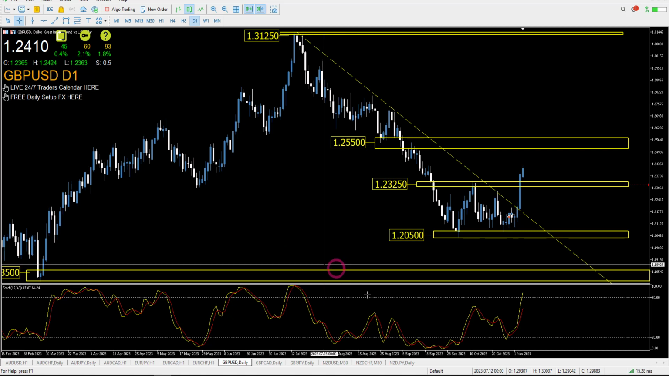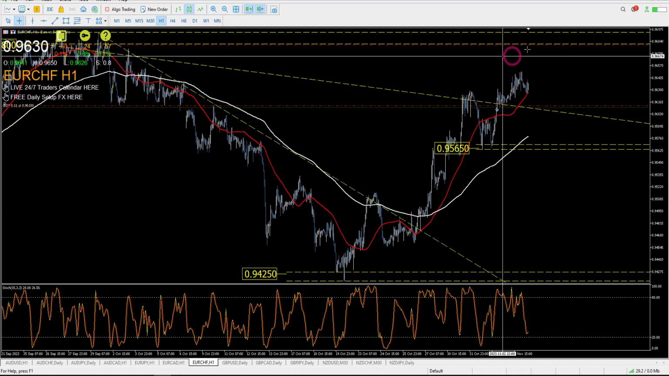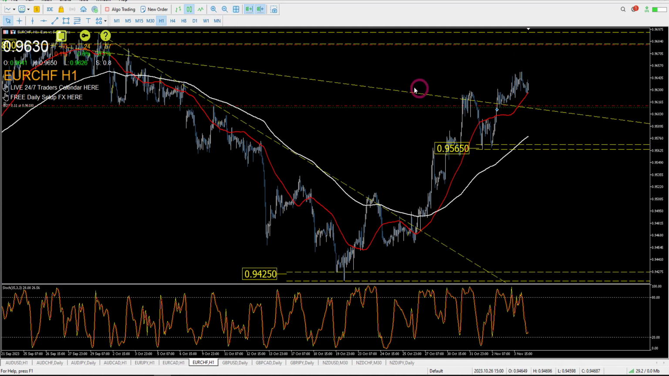So I think for now, what I'm looking at is obviously we've got open Euro Swiss. We've moved our stops to break even. Hopefully we can find some support here. If not, we'll be knocked out for break even. But if it does find support, then we're still looking to target the highs there at 96.80.